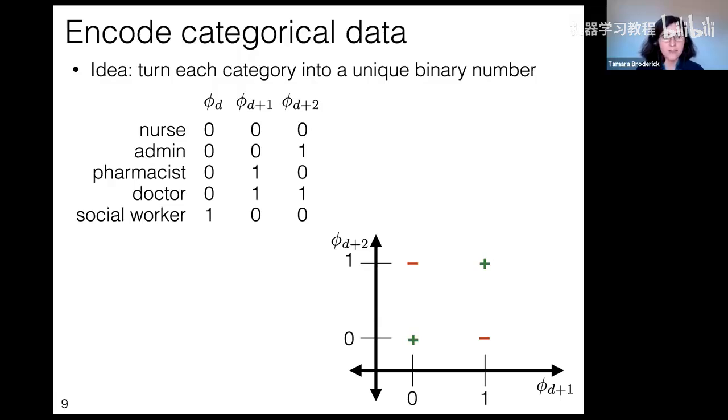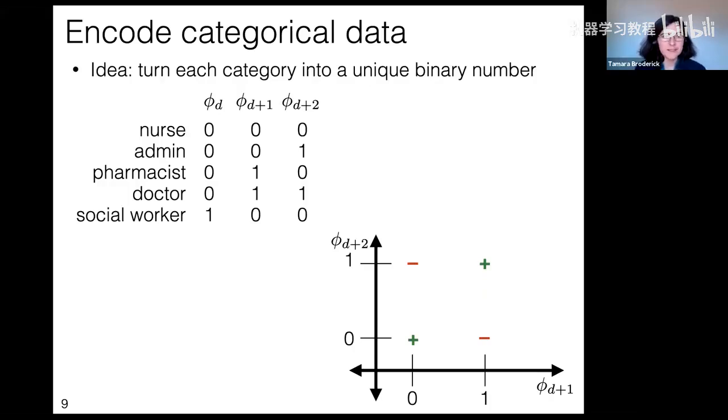You are allowed to do a break on the first feature. That means you're allowed to group nurse, admin, pharmacist, and doctor separately from social worker. You are allowed to do a break on the second feature. You are allowed to group pharmacist and doctor away from everybody else. You're allowed to do a break on the third feature. You're allowed to group admin and doctor together and nobody else. But those aren't the only breaks that we want.